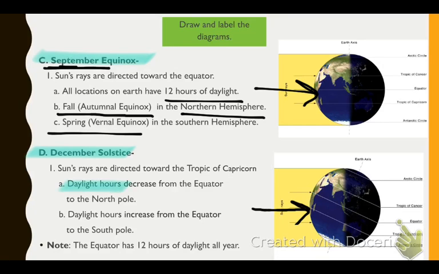The daylight hours decrease from the equator to the North Pole. And then they're going to increase from the equator to the South Pole. It's important to note that the equator has 12 hours of daylight all year long. Go ahead and pause here if you're still writing.